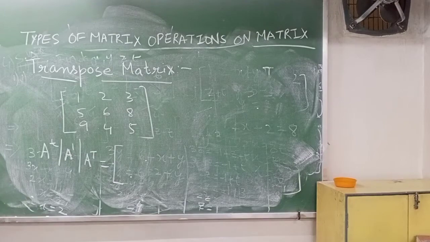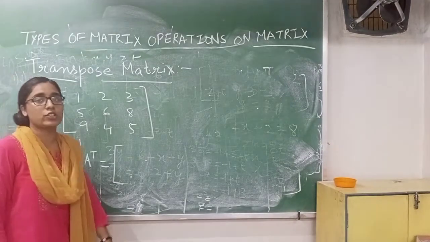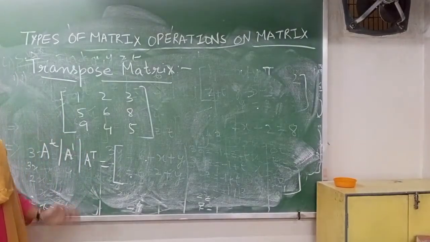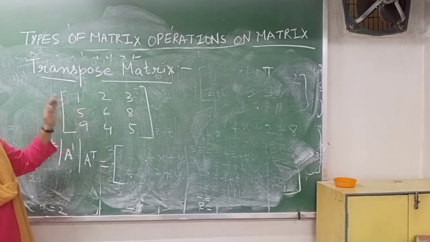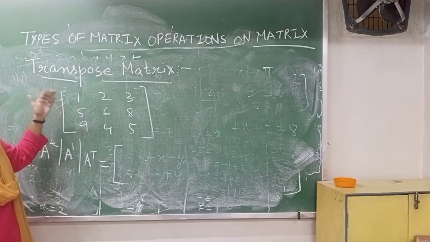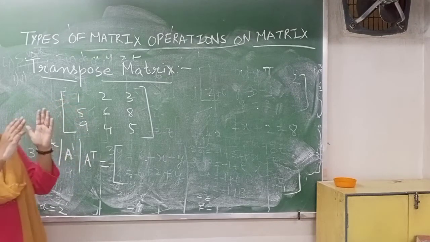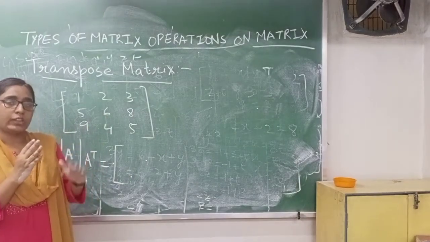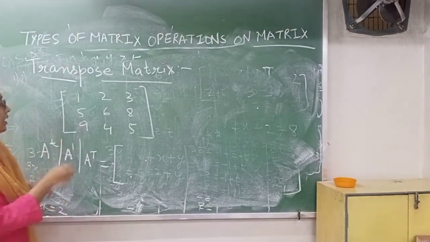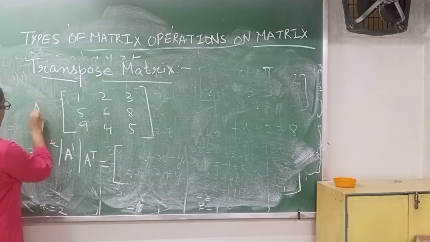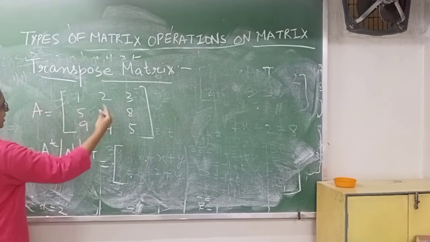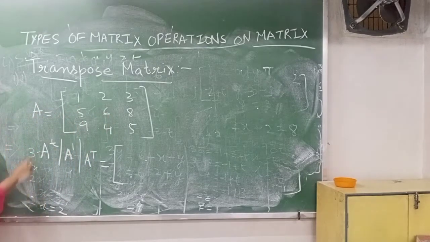Class, now see what is a transpose matrix. Okay, a transpose matrix is nothing but, in a transpose matrix we make rows into columns, we change all the rows to columns and columns to rows, okay, like this. How? See, suppose that A equals this 1 2 3, this is the matrix, okay. Now the transpose matrix is denoted by A t, A dash, A t, okay.